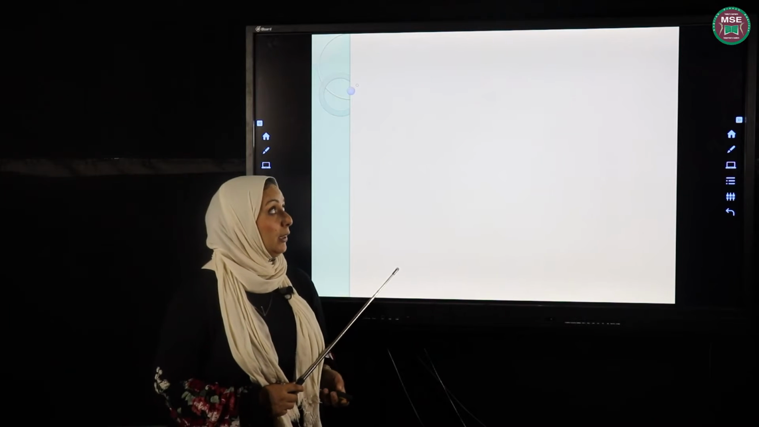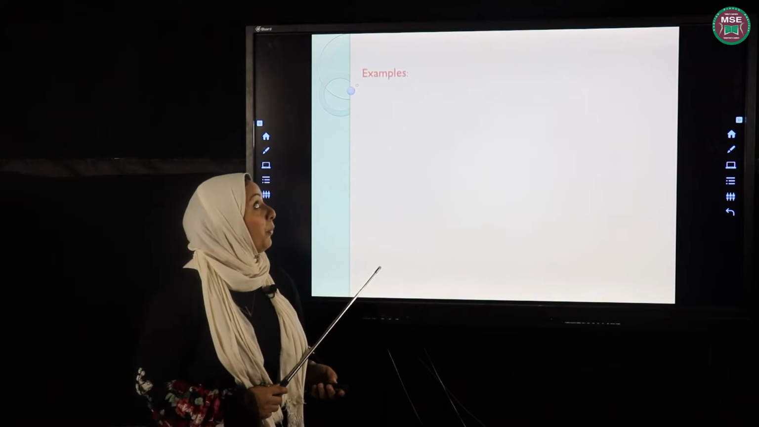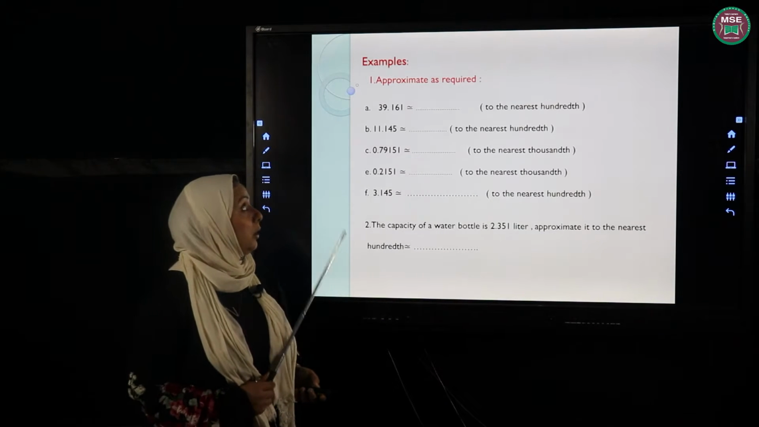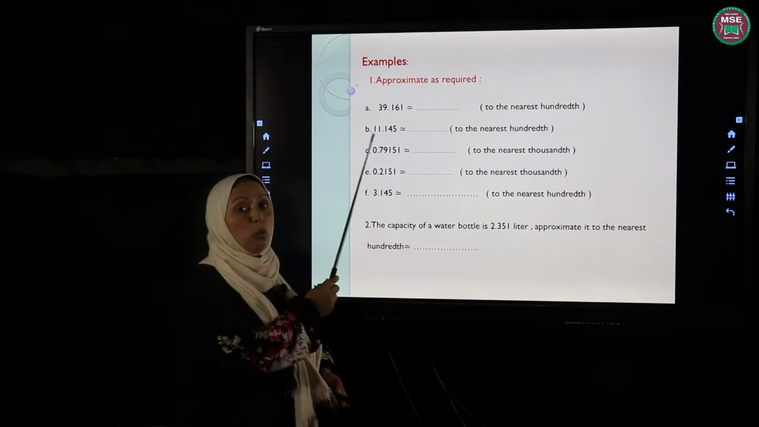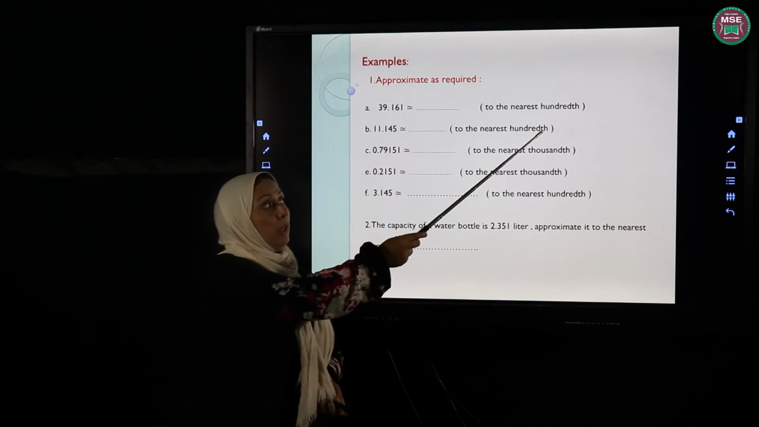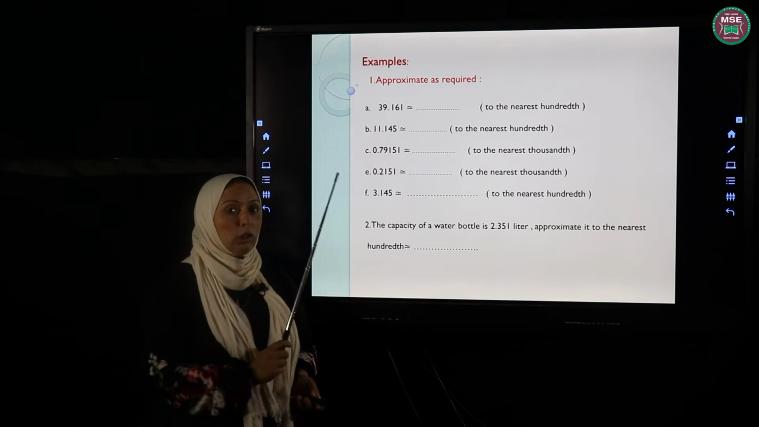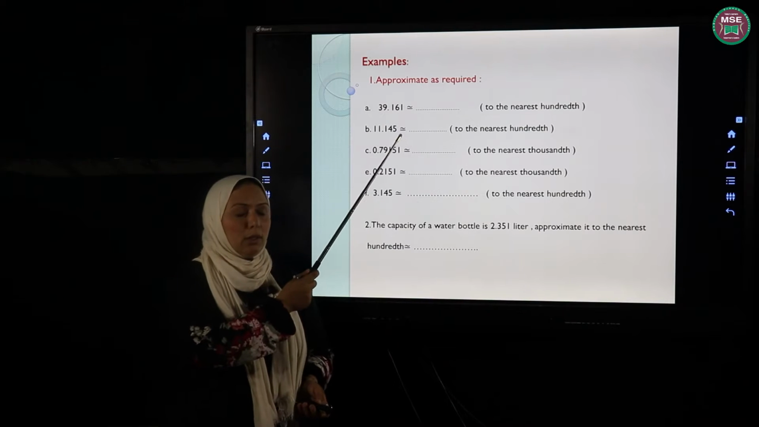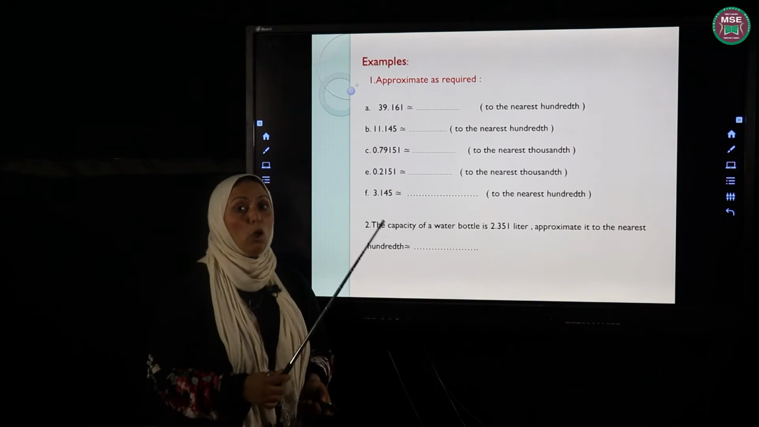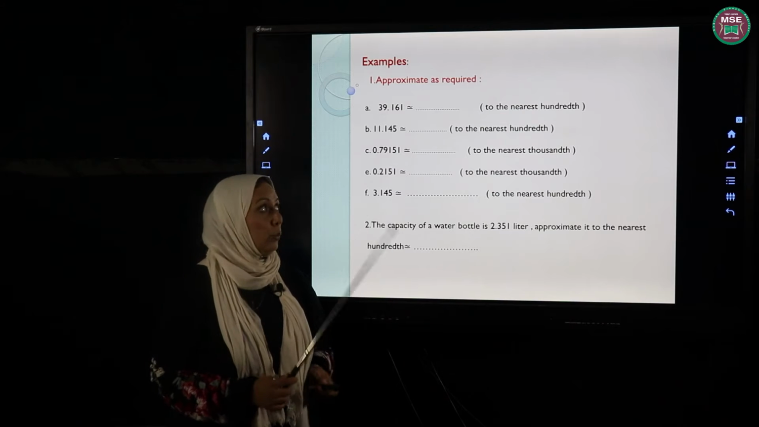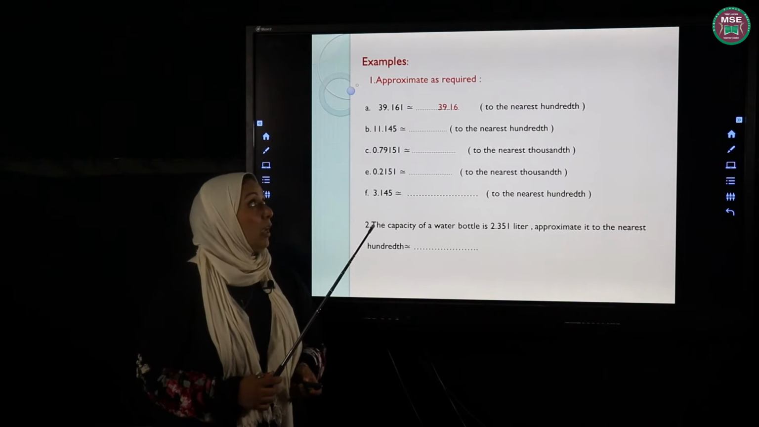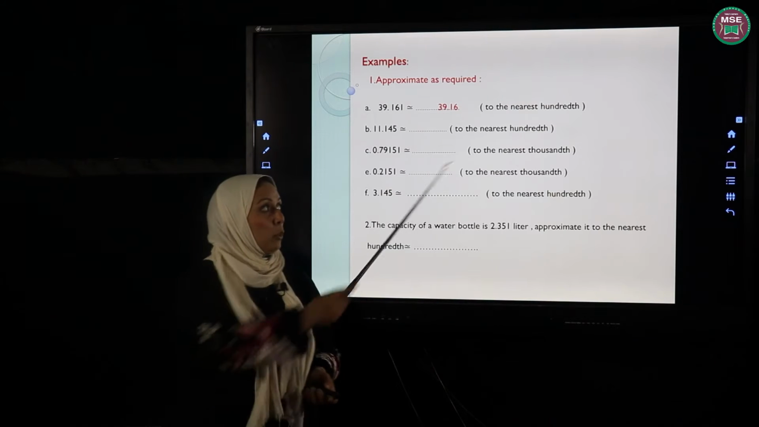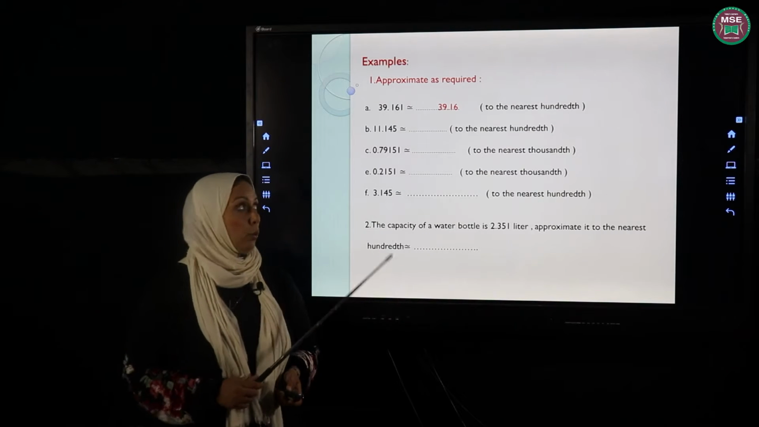Next, let's see some examples about this lesson. Approximate as required. The first one, 39.161. Approximate to the nearest hundredth. Where is the hundredth here? The hundredth here is 6. We will look to the thousandth digit. It will be 1. 1 is a weak number, so 6 will be as it is. The answer will be 39.16.